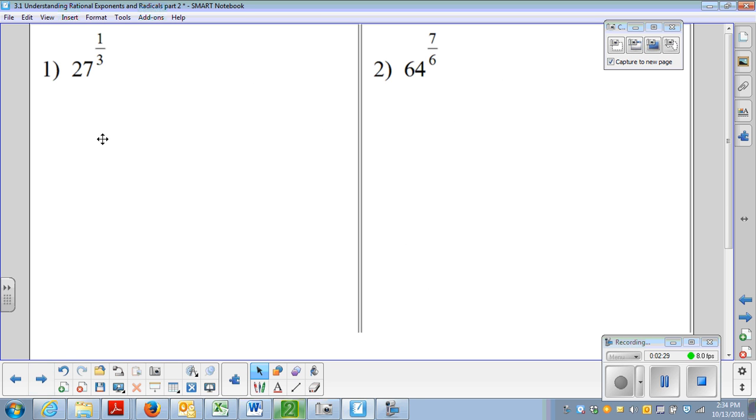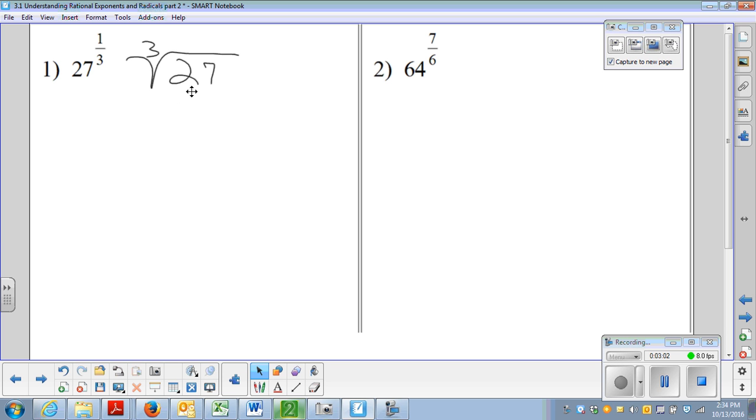Okay, so in our first example, we have 27 raised to the 1 over 3. What we want to do is go ahead and place the 3 in for the index, put the 27 in for our base, and since there's a 1, we do not have to raise it to the 1 power. Now we need to find the cube root of 27. And the cube root is going to be what number times itself 3 times will give me 27.